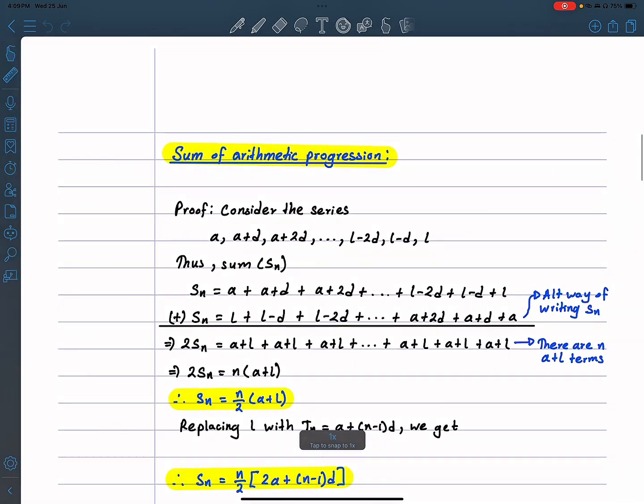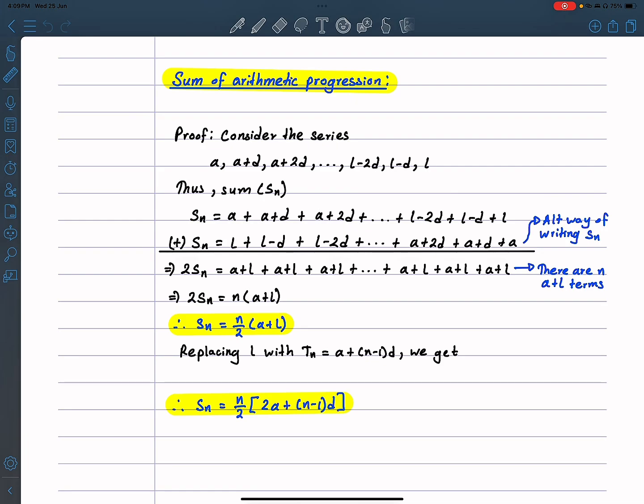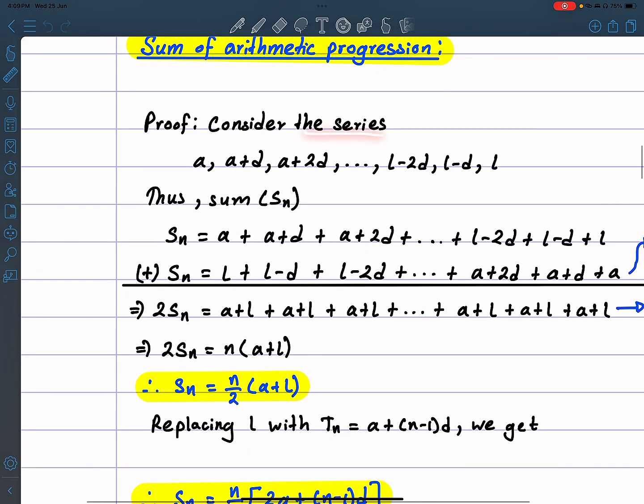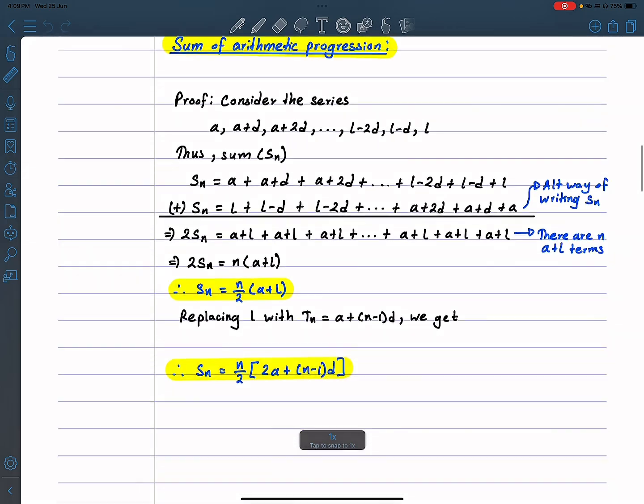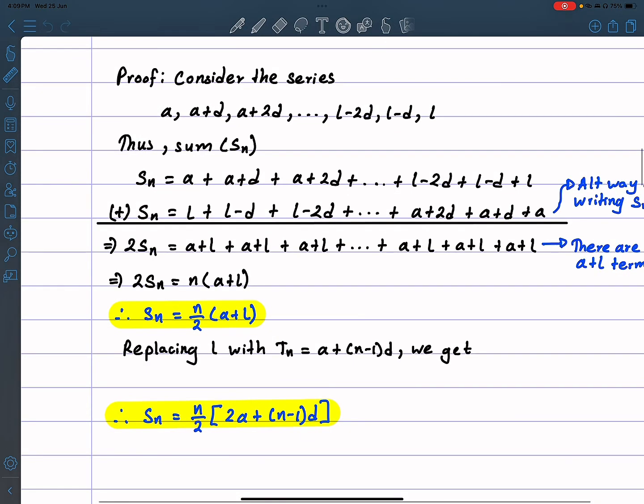Now let's take a look at the sum of an arithmetic progression. Let's consider the series a, a plus d, a plus 2d, and then l minus 2d, l minus d, and the last term l. First, let's write it in ascending order, or descending order if d is negative.